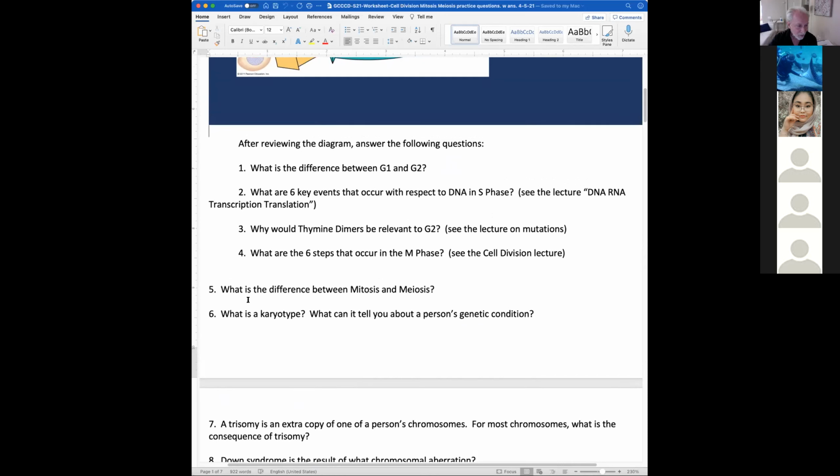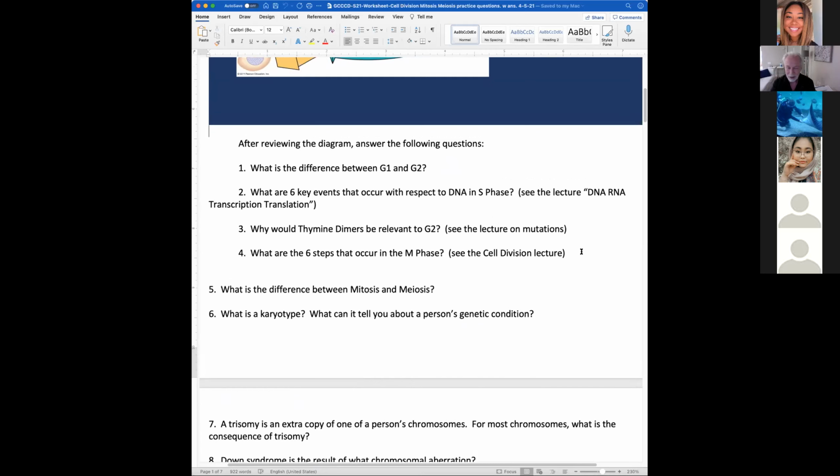Okay, the 5th question is, what's the difference between mitosis and meiosis? And please, someone tell me the major difference between these 2 processes. Mitosis produces two diploid cells, but meiosis produces haploid cells. Am I correct? Yes, you're correct so far.